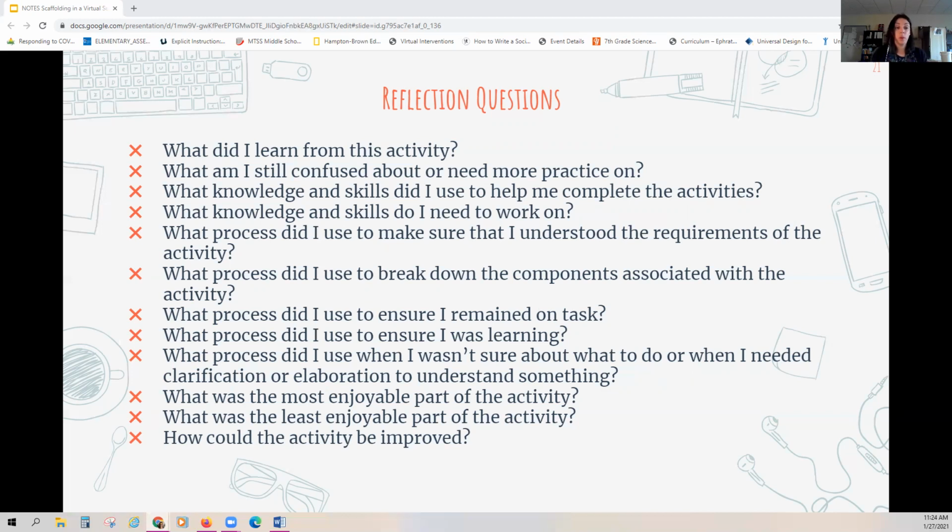What was the most enjoyable part about this lesson? Least enjoyable? How could the activity be improved? That was one that I really liked a lot. It helps with that final category of metacognition, helps you kind of evaluate your instruction and how things can be better for the students and for you.